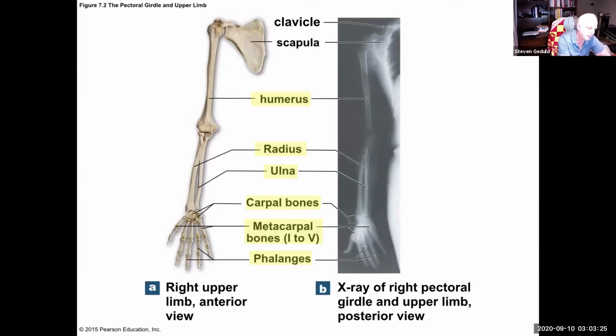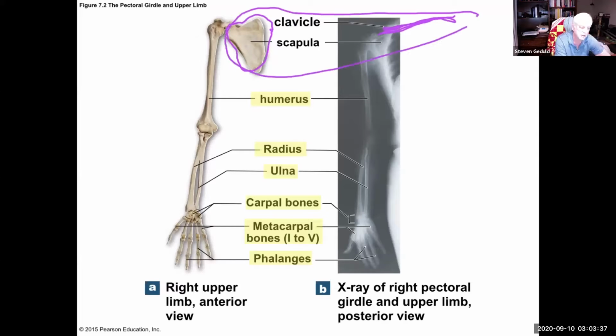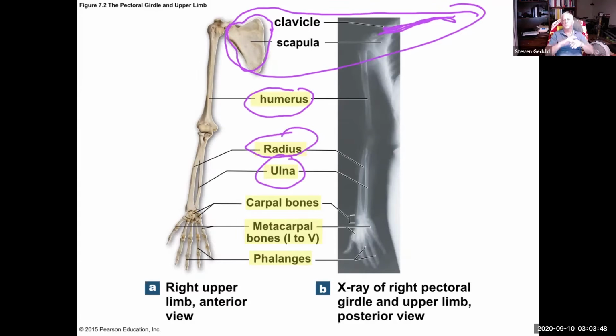This is your scapula. And this here is your clavicle on the x-ray. This is your collarbone. That makes up your shoulder joint, these two bones. You got your humerus, which is the upper arm, and you have two bones of the lower arm, the radius and the ulna. Now remember the anatomical position.